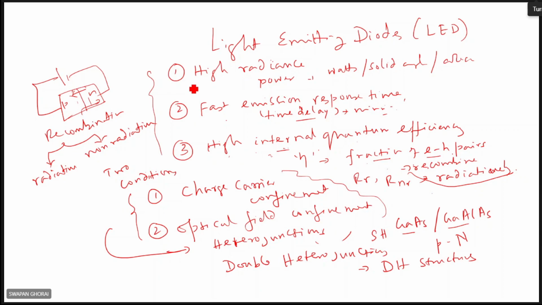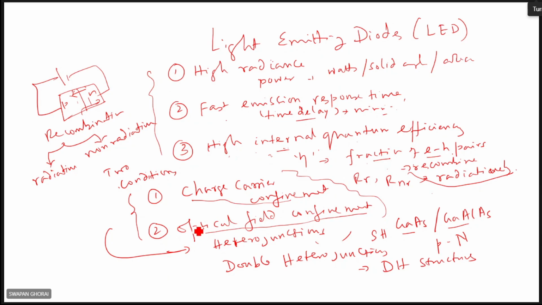These three things must be there for LEDs, and these can be obtained if the LEDs satisfy two conditions: charge carrier confinement and optical field confinement. Charge carrier confinement means that in the junction layers where the carriers recombine, more carriers should be available, so more radiative recombination will be there. More carriers should be confined in the junction layers.